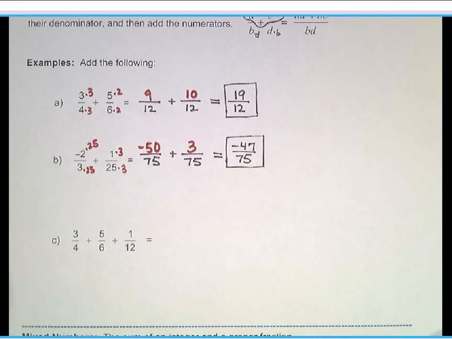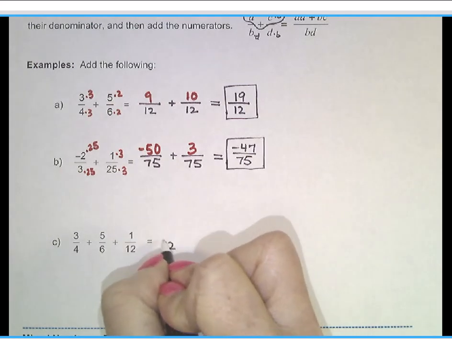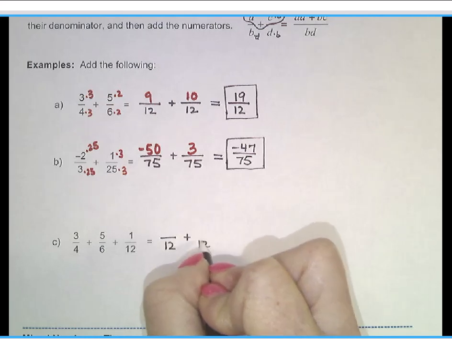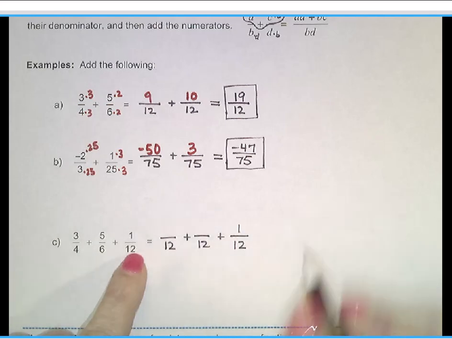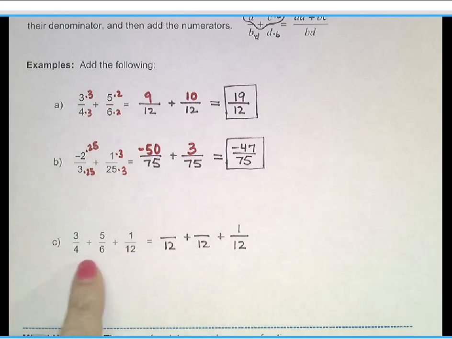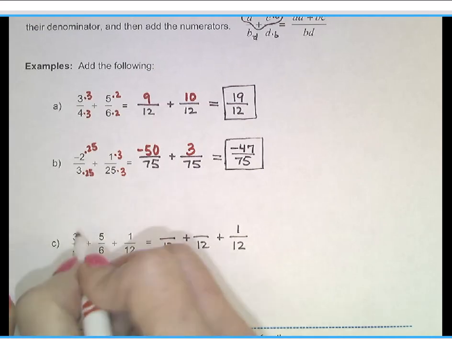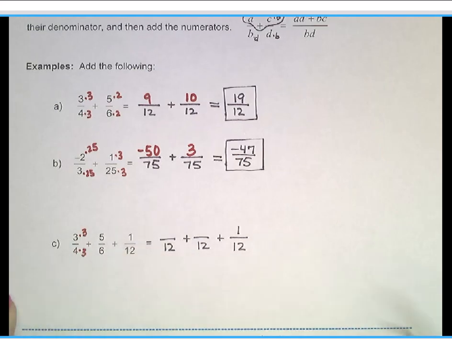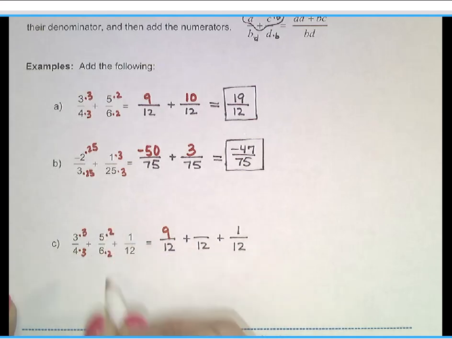Now for the last one, we're going to be adding three fractions together. So we have to come up with an agreement for the denominator that works for all of the fractions. The smallest number that 4, 6, and 12 will all divide into is 12. So I'm going to set up all of these fractions so that they have 12 in the denominator. The last fraction already has a 12, so I don't have to do anything to it, but I am going to have to convert the first two fractions. The first fraction I'm going to multiply by 3 over 3. The second fraction I'm going to multiply by 2 over 2.